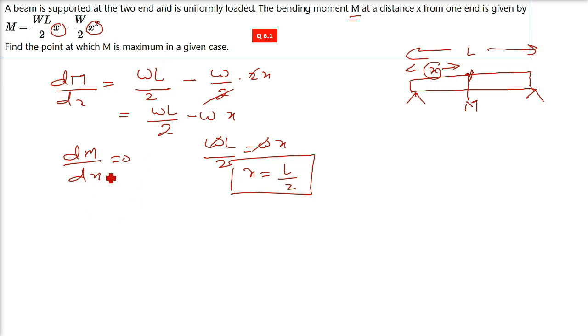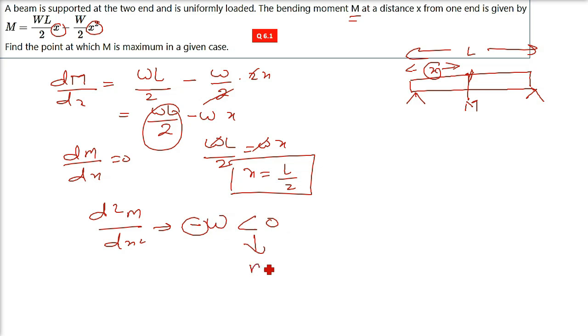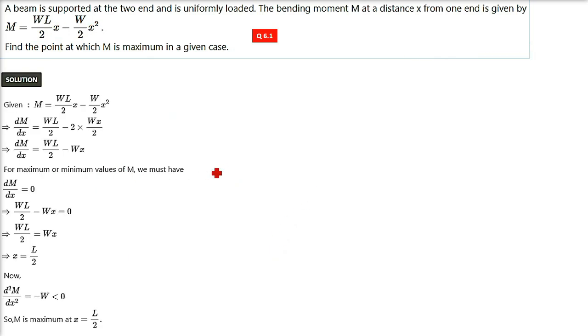Now we also have to show that M is maximum. We need to differentiate it again. dM by dx has to be differentiated again. WL by 2 will be 0, minus W only will come. Negative means W cannot be 0, but it is a force, say weight. Weight cannot be negative. It is negative, so you are going to get a maximum value, and the maximum is going to come at x equals L by 2. This is the complete solution in front of you.